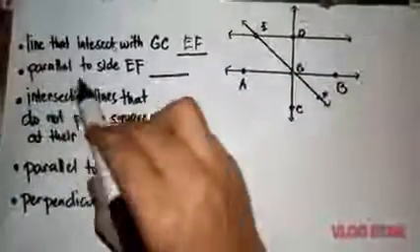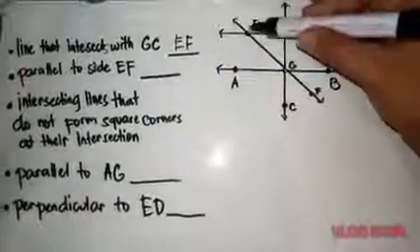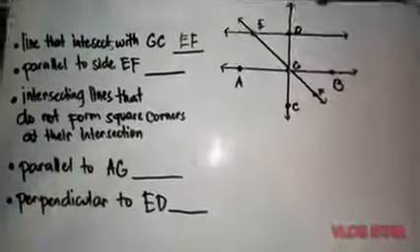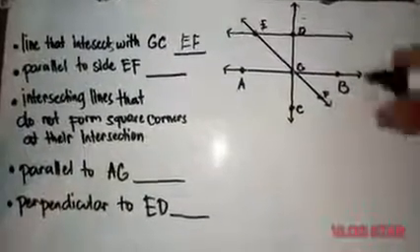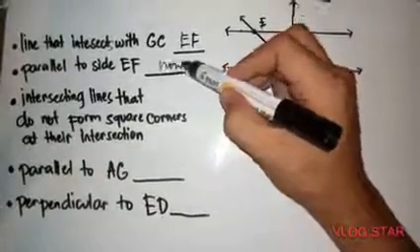Next, parallel to EF. So where is line EF? This is line EF. Is there any line parallel to EF? There's none. So none.